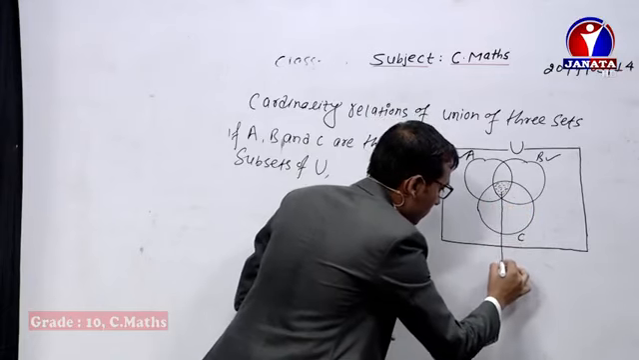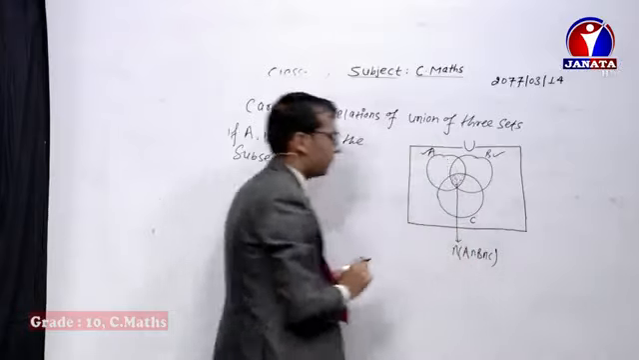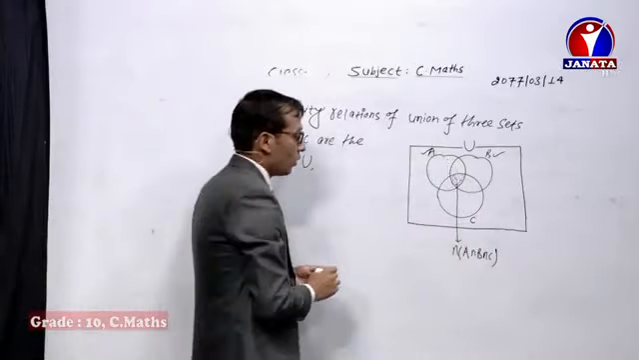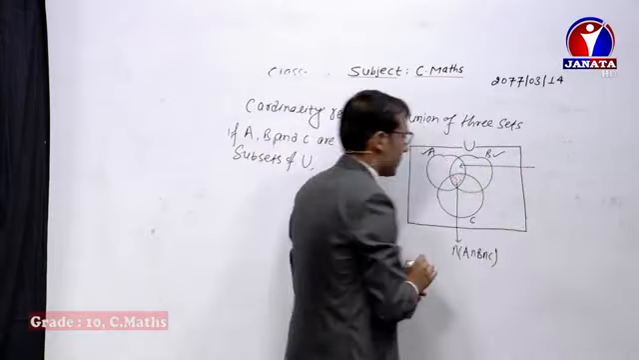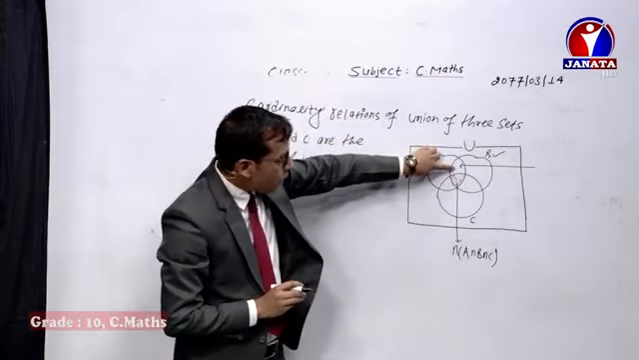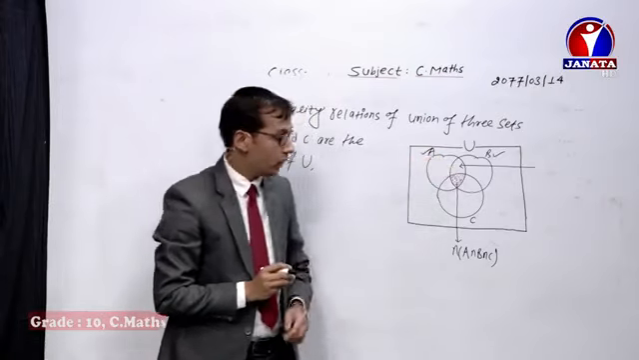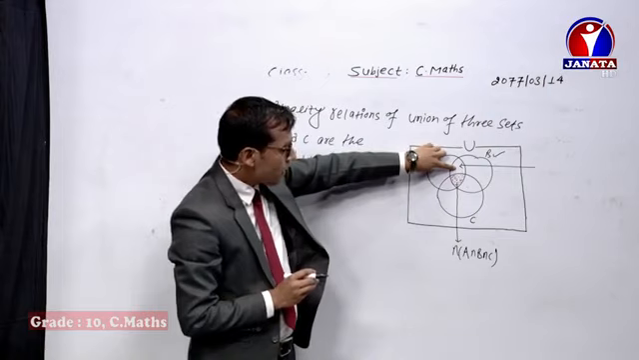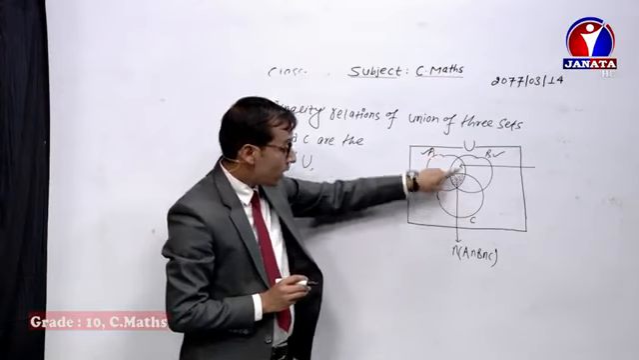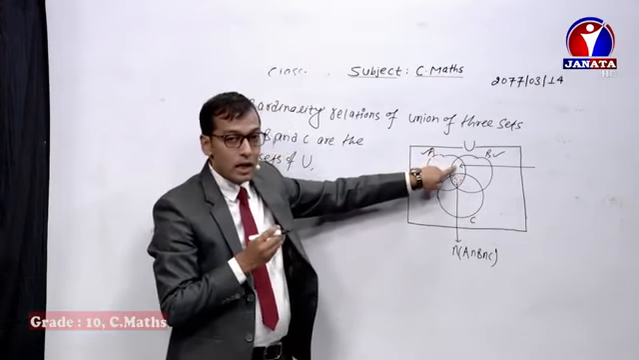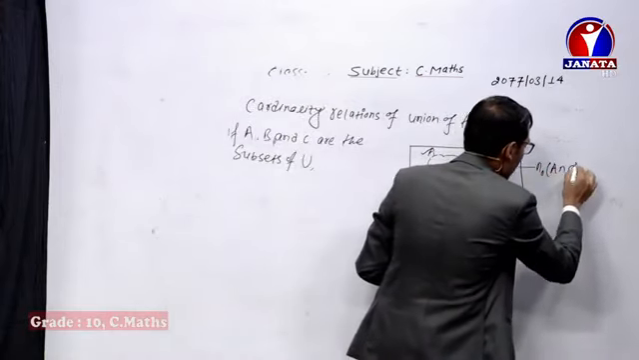So we denote this by n of A intersection B intersection C. Similarly, what could be the set notation for this region? Let's look at this. This is the common region of sets A and B only. This region is not contained by the circle of C. So this is the common region of set A and B only. So let's write this as n only A intersection B.